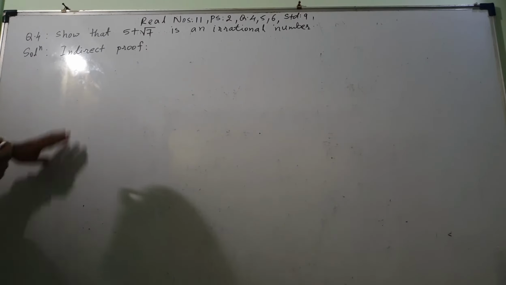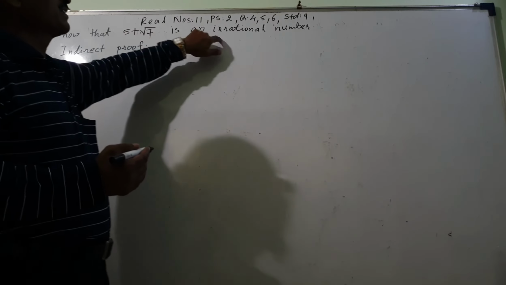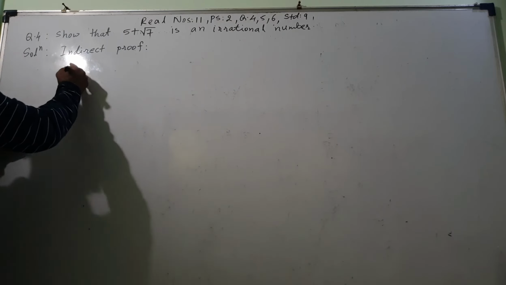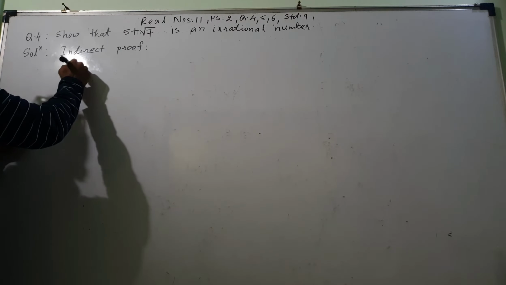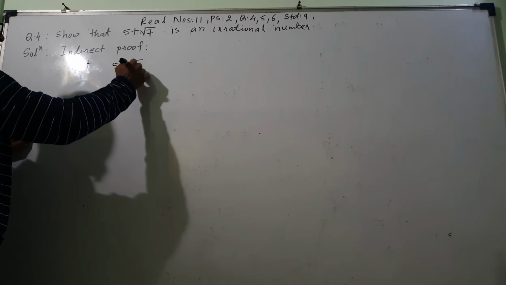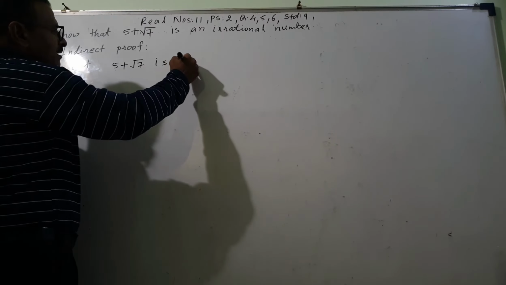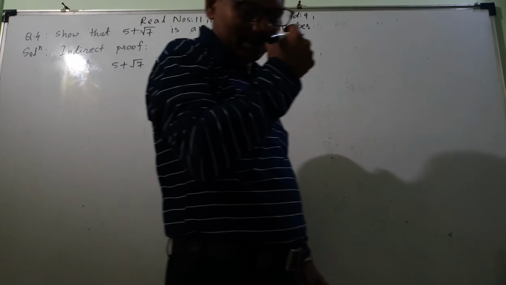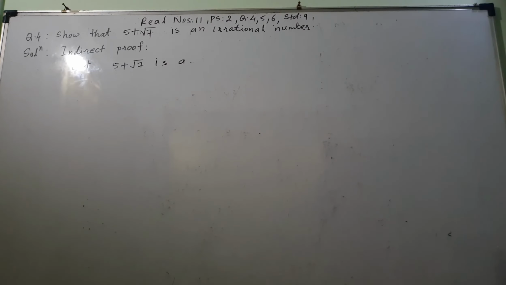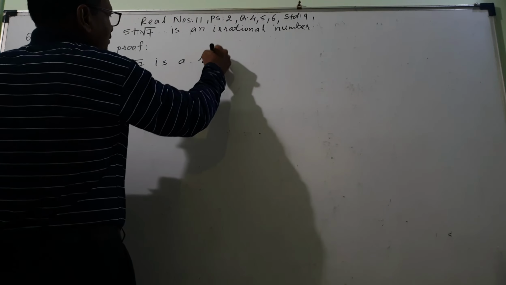Similarly, here also for the indirect proof, for 5 plus root 7, I will assume that it is a rational number. Let us assume 5 plus root 7 is a rational number. That I will assume.